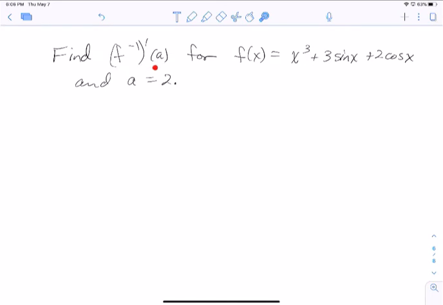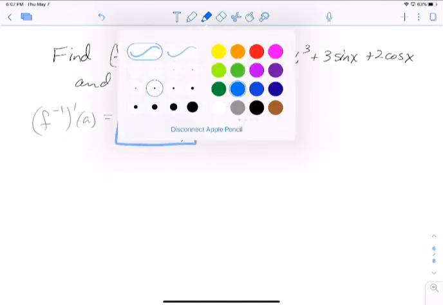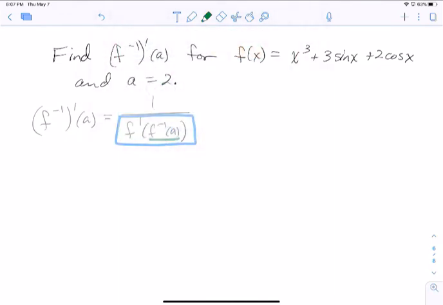Find f inverse prime of a for f of x is equal to x cubed plus 3 times the sine of x plus 2 times the cosine of x, and a is equal to 2. Remember that f inverse prime of a is equal to 1 over f prime of f inverse of a. So we need these two pieces. One of them is f prime, and the other is f inverse of a.